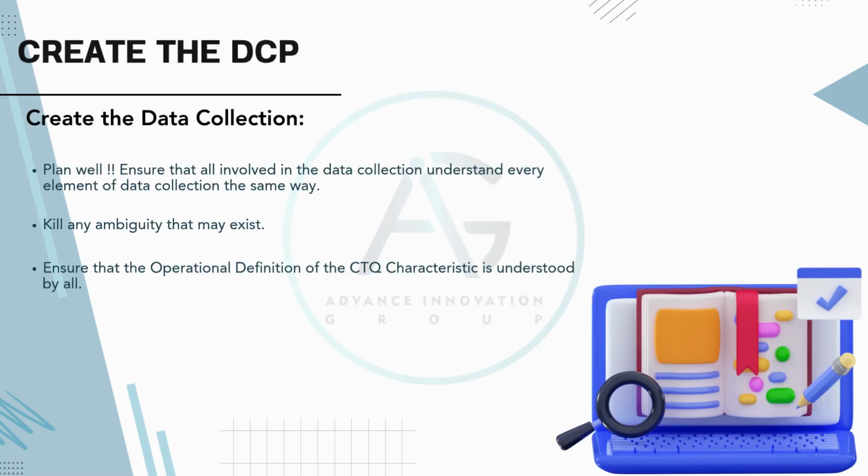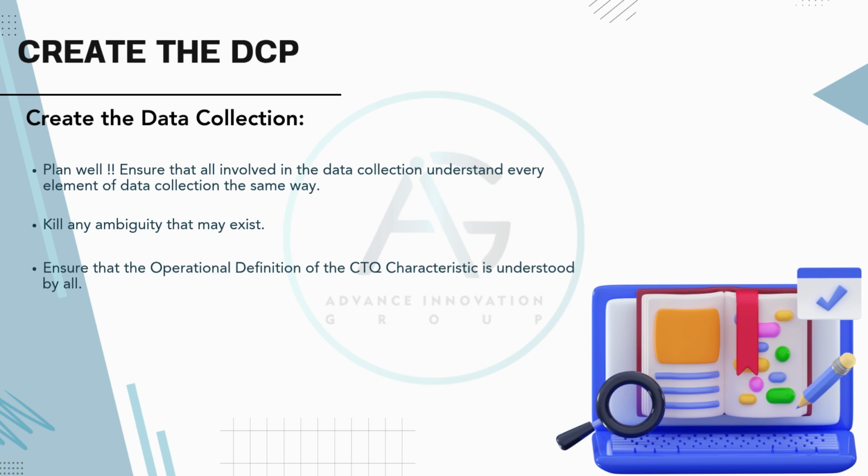Now that we've identified our CTQ, the next step is to create the Data Collection Plan, DCP. This step ensures that everyone involved in collecting data does it the same way, consistently, accurately, and with no room for interpretation. Here are the key principles to follow.